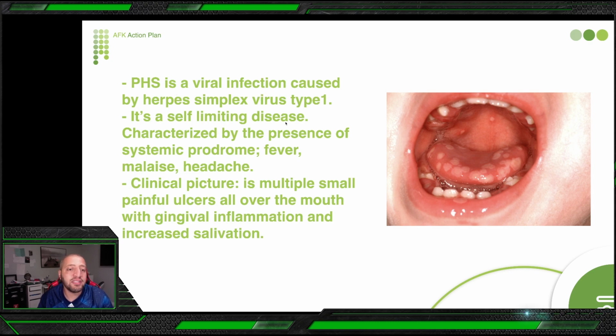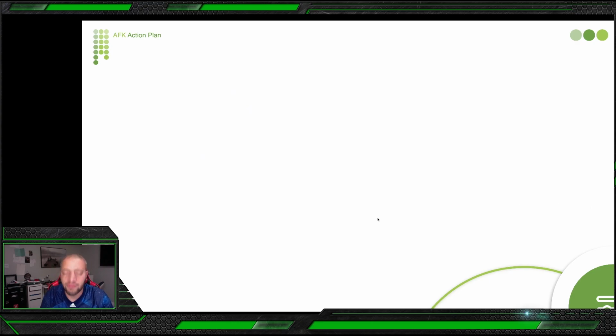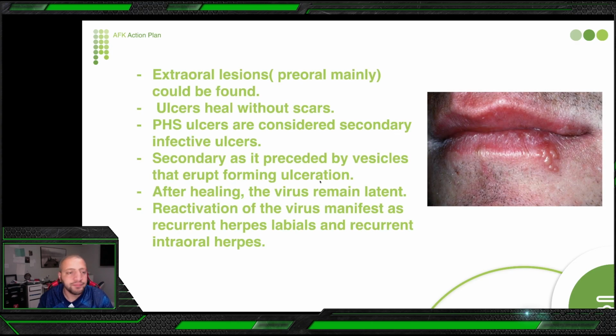It's a self-limiting disease, and this is critical here, because self-limiting means you don't need to intervene. It is characterized by the presence of a systemic prodrome: fever, malaise, and headache. The clinical picture will be multiple small painful ulcers all over the mouth with gingival inflammation and increased salivation. This poor kid has this condition, but thank God it's self-limiting. If you do nothing for your patient, it will go away.